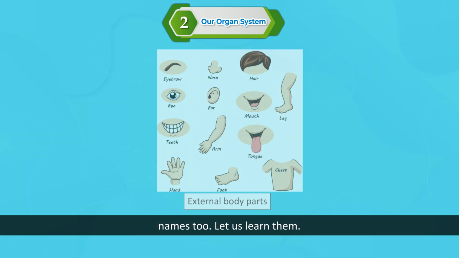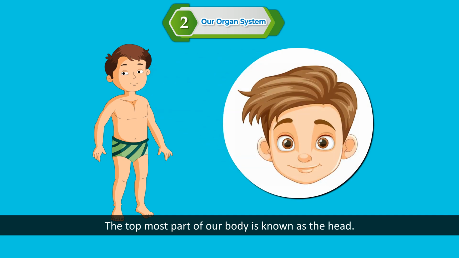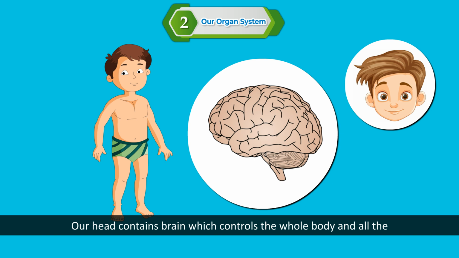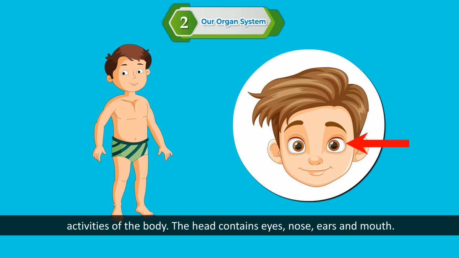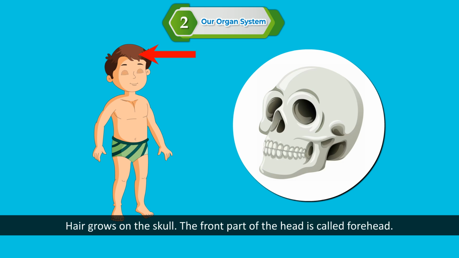Let us learn them. Head. The topmost part of our body is known as the head. It is the most important part of our body. Our head contains the brain, which controls the whole body and all the activities of the body. The head contains eyes, nose, ears, and mouth. The head is made of very strong bone called the skull. Hair grows on the skull.